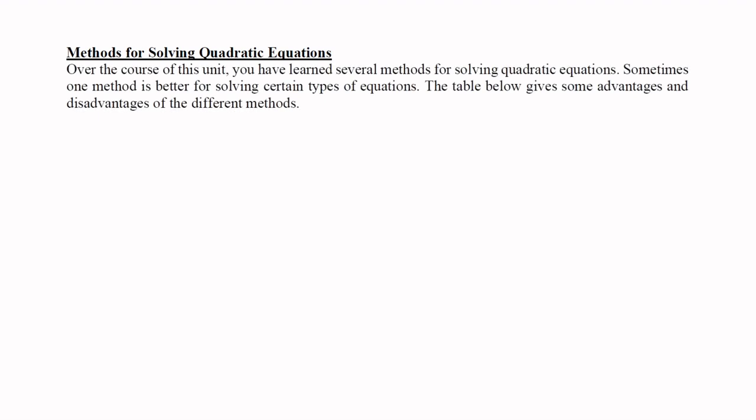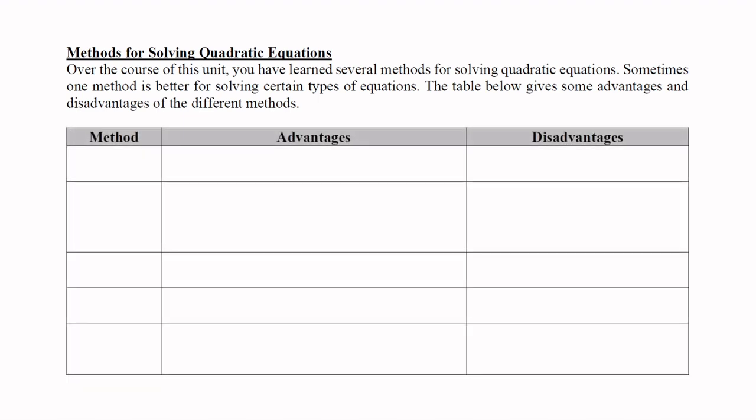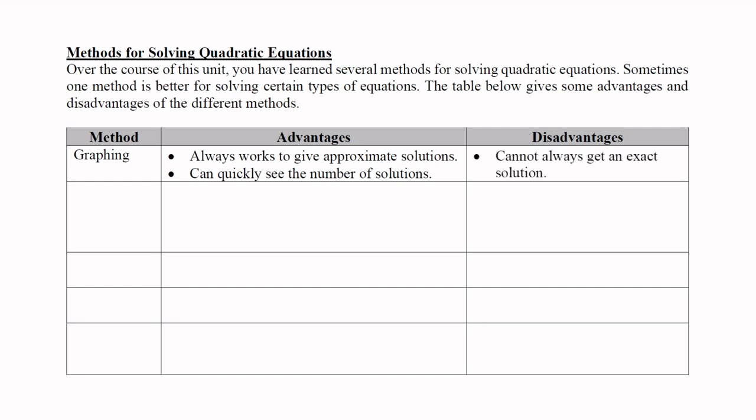Over the course of this unit, you have learned several methods for solving quadratic equations. Sometimes one method is better for solving certain types of equations. Let's take a look at some of the advantages and disadvantages of different methods. So the first method is by graphing. The advantage is that it always works to give approximate solutions, and we can quickly see the number of solutions. However, the disadvantage is you cannot always get an exact solution.